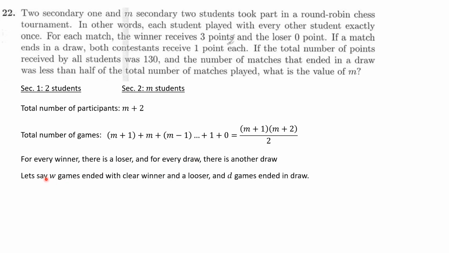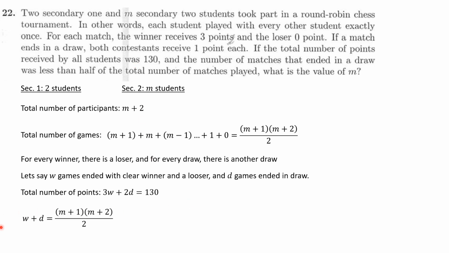So let's say there are W games that ended with a clear winner and a loser, and D games that ended in a draw. Then the total number of points is going to be 3 times W, right? We don't have to worry about losers because they don't get any points, plus 2 times D, because each game that ends in a draw awards 2 points. And for the game that ends with a loser and a winner, 3 points are awarded. So 3W plus 2D has to be equal to 130, right? We are given this.